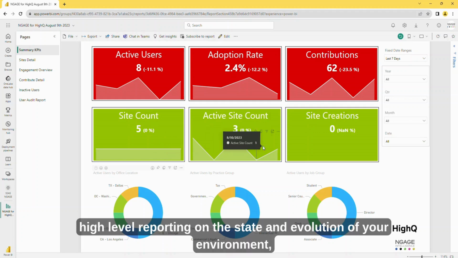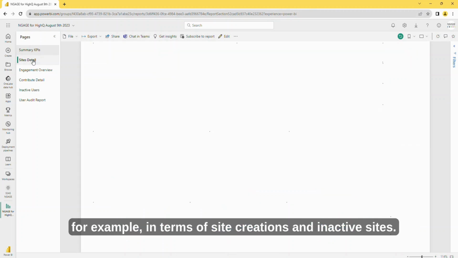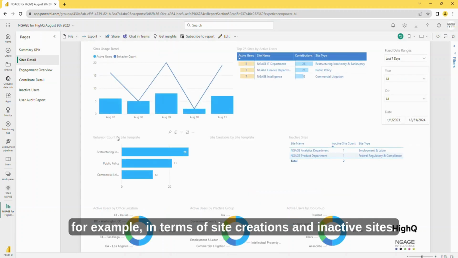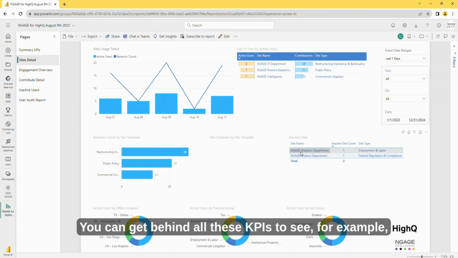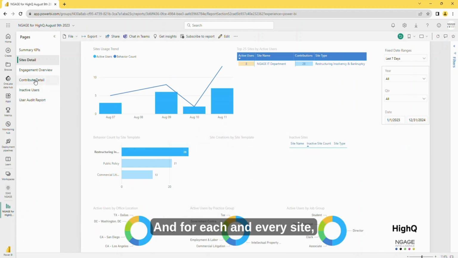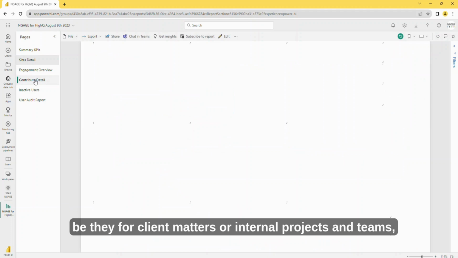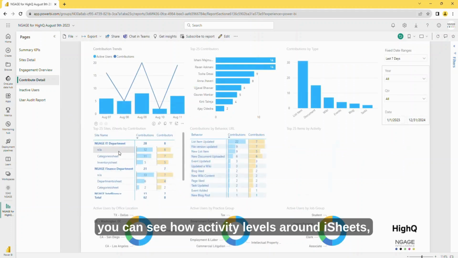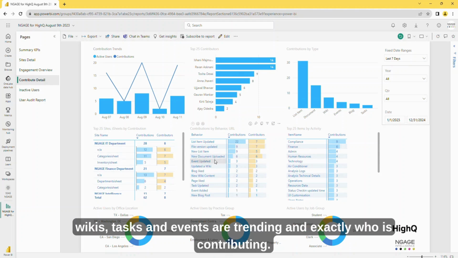NGAGE also provides high-level reporting on the state and evolution of your environment, for example, in terms of site creations and inactive sites. You can get behind all these KPIs to see, for example, how your site templates are being used and by which practice groups. And for each and every site, be they for client matters or internal projects and teams, you can see how activity levels around iSheets, Wikis, tasks and events are trending, and exactly who is contributing.